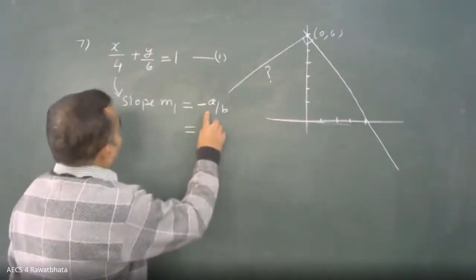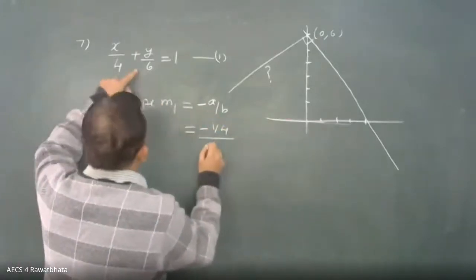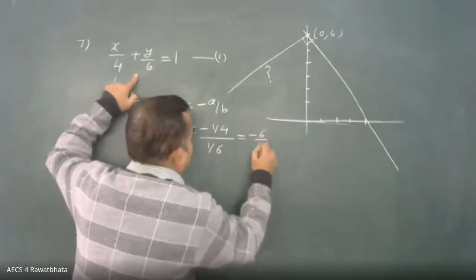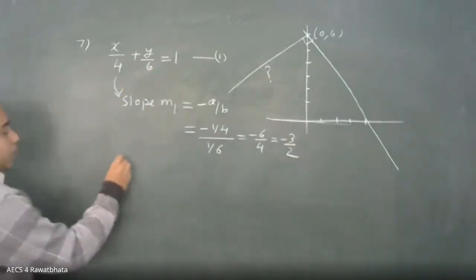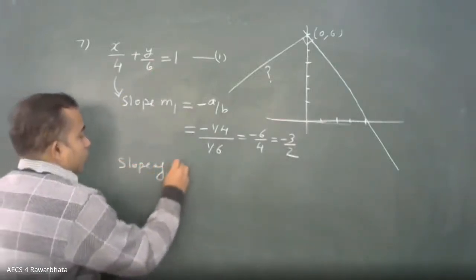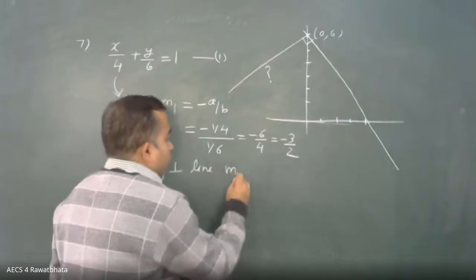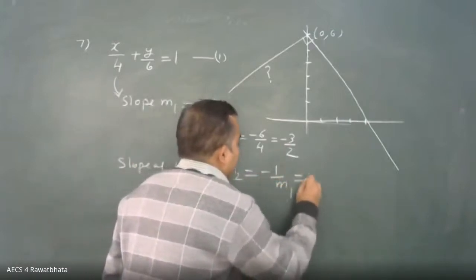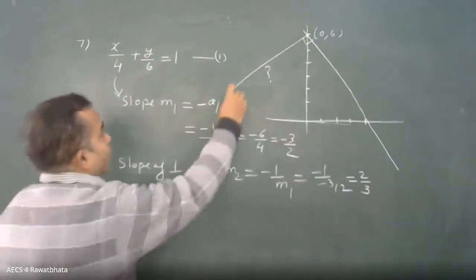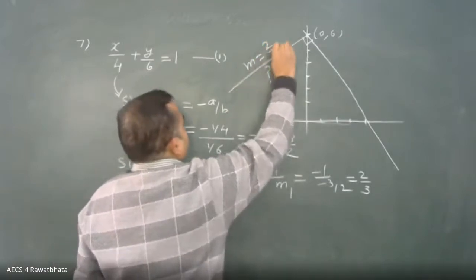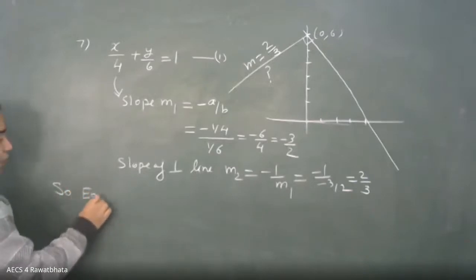So the formula of slope when the equation is given is minus a upon b: minus x multiplier, minus 1 by 4, upon y multiplier, 1 by 6. So minus 6 by 4, minus 3 by 2. I have got the slope of this line. Okay, next. The slope of the perpendicular line m2 equals minus 1 upon m1, minus 1 upon minus 3 by 2. So this is going to be 2 by 3. Okay, its slope I have got. Next. So the equation of the desired line.